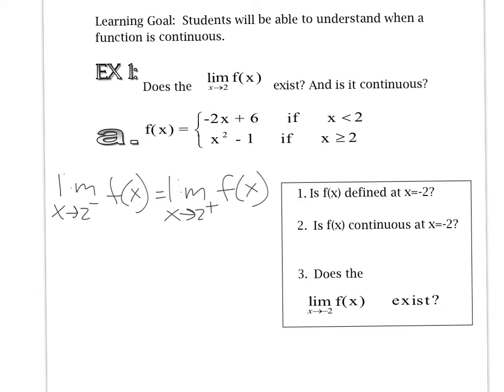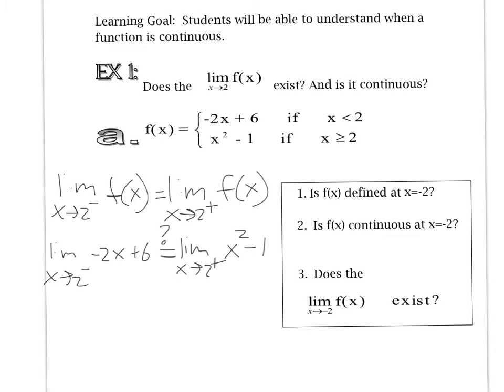So let's go ahead and evaluate this, right? The limit as x approaches 2 from the left is going to be when x is less than 2. So this is going to be negative 2x plus 6. And we're just going to set that equal to, and actually we're asking, is it equal? Is really what we're doing here. So we're going to see if it is equal to the limit as x approaches 2 from the right. And on the right, we're going to use when x is greater than 2, so we're going to use this guy.